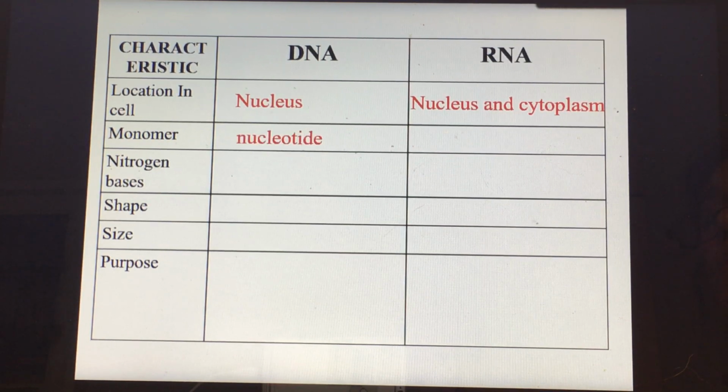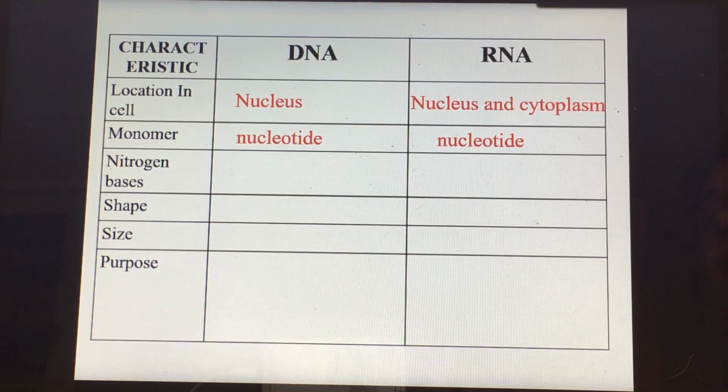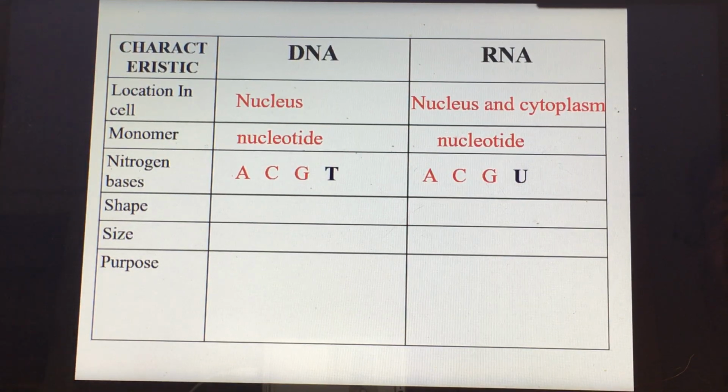The monomer of both DNA and RNA is a nucleotide. 3 of the nitrogen bases in DNA are the same as the nitrogen bases in RNA. Both of them have A, C, and G, adenine, cytosine, and guanine, but DNA has thymine, whereas RNA has uracil. And you can see the 2 bases that are different in DNA and RNA because I have made them purple on the screen.